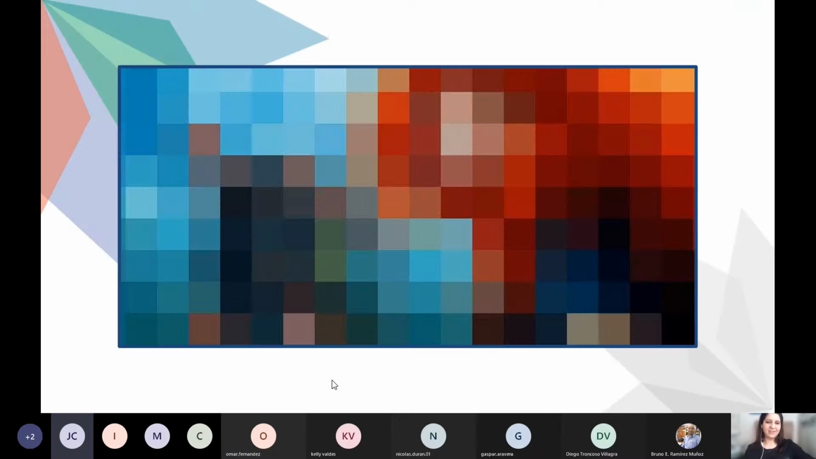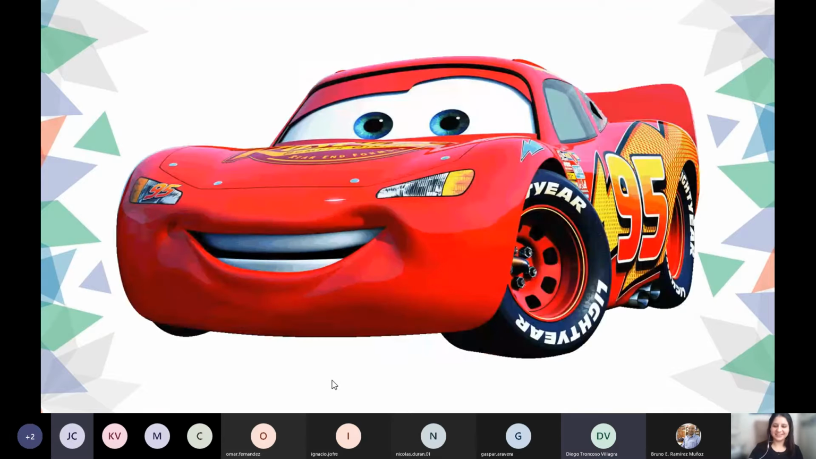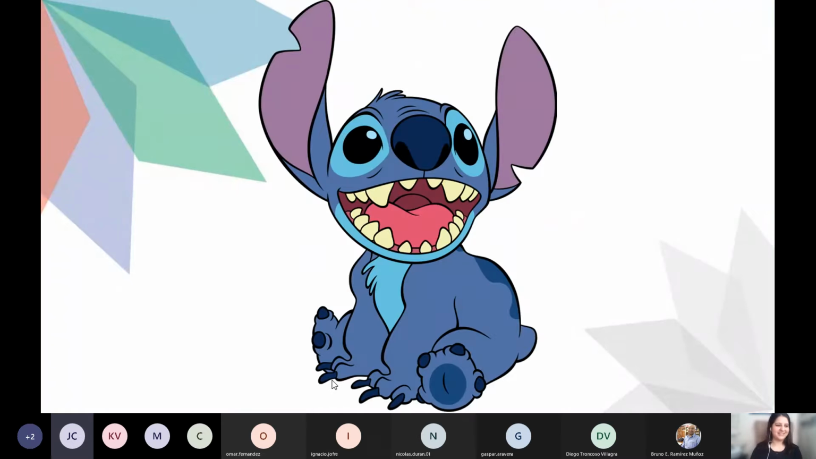This is the third image. That's Merida. And do you remember the name of the movie? Brave. That's correct. That's Brave. This is the following one. It's Lightning McQueen. That's correct. And this is the last one. Stitch. That's right.